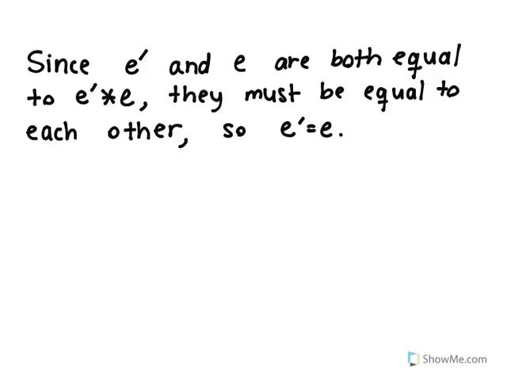Again, to reiterate what I just said aloud, since E prime and E are both equal to this expression E prime star E, that means they must be equal to each other. So in other words, E prime is equal to E. So what have we done? We started with two different identity elements, but after some argument, we found that they were in fact the same. This is our structure of a uniqueness proof, and that completes the proof of the theorem.